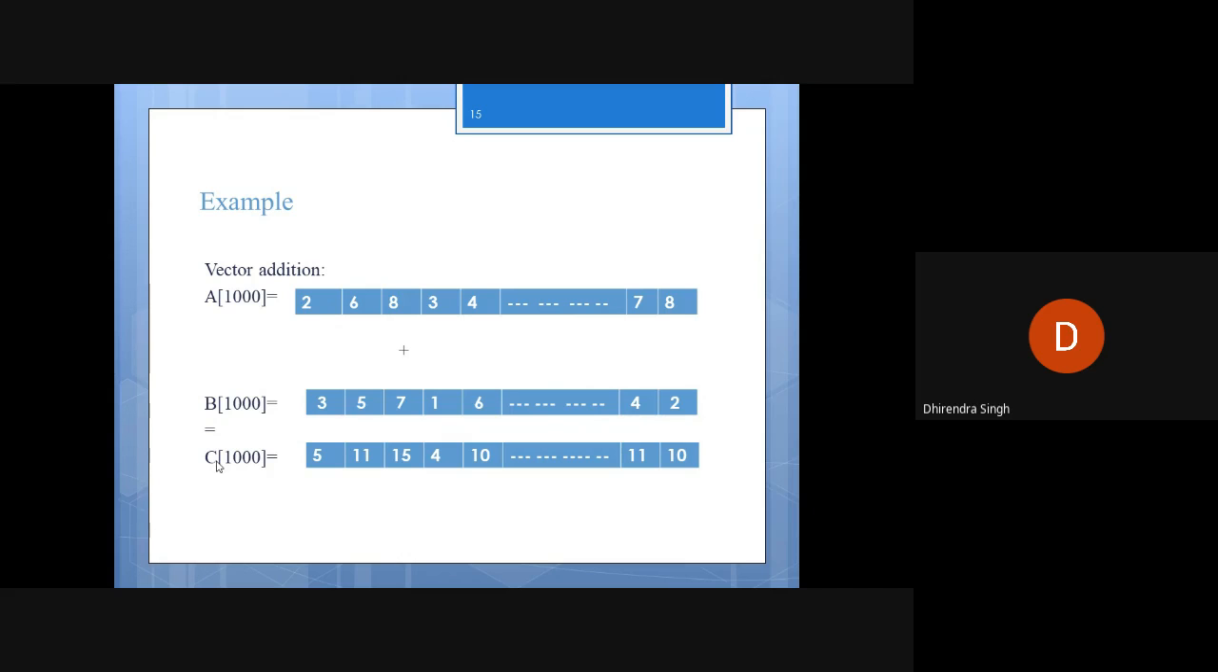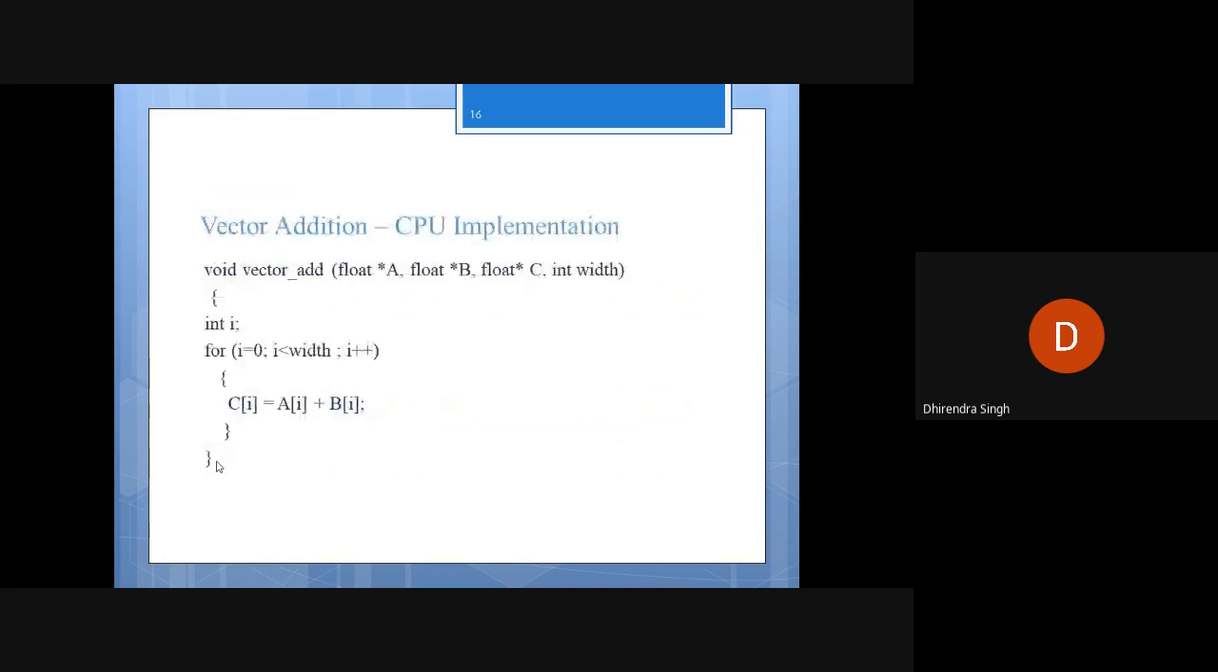If you have the vector addition problem, and you go to the CPU implementation of it, what we do is simply write a function. You pass vector a, vector b, and vector c to that function, along with how many elements are available.